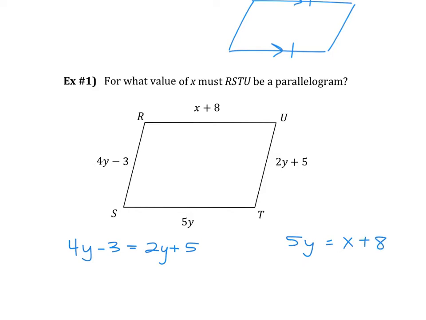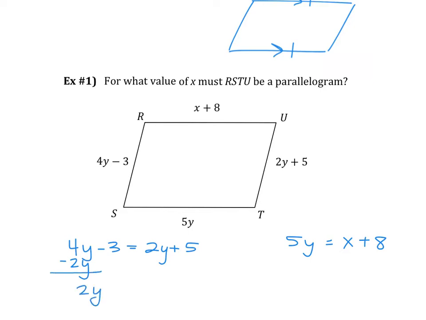The question's asking for what value of x. So we want to solve for x, but we have an x and a y in our right equation. So we're first going to solve for y, then substitute the y to solve for x. Start with the left equation there. Take away the 2y.